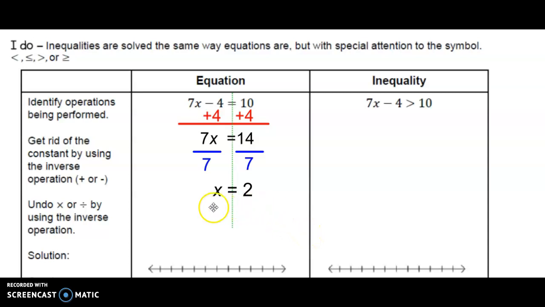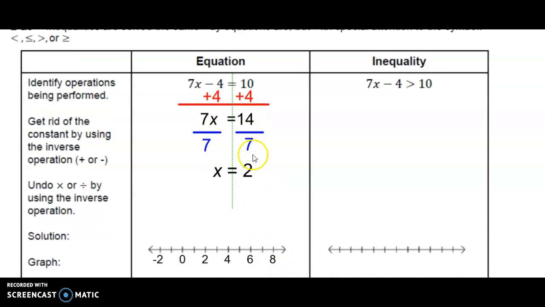Now to graph this, x equals 2. It equals no other number. So on my number line, I would plot a 2.